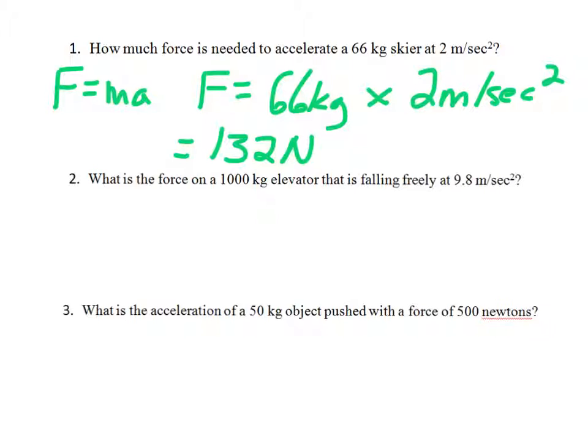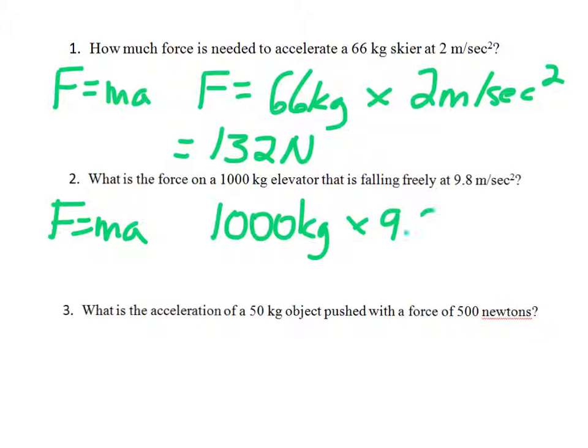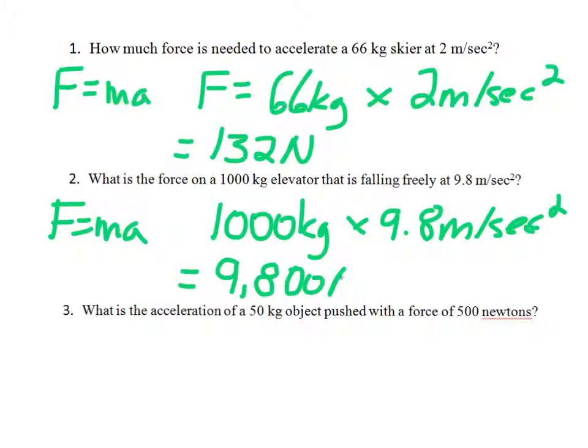The second one says, what is the force on a 1,000 kilogram elevator that is falling freely at 9.8 meters per second squared? So we're basically finding out how much gravity is acting on this. Once again, we're going to use force equals mass times acceleration. In this case, it's 1,000 kilograms for our mass, and we're going to multiply that by 9.8 meters per second squared. Okay, so our answer is going to be 9,800 newtons.